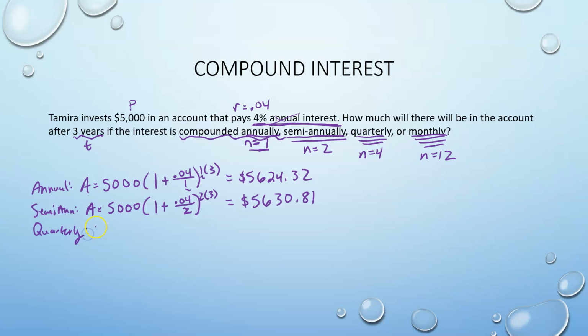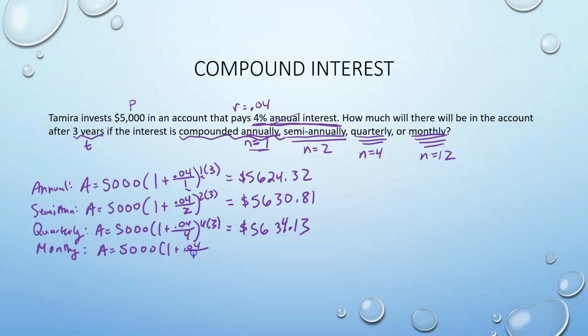Okay, so quarterly, you should have had A equals 5,000 times 1 plus 0.04 divided by 4, because it's 4 times a year, to the 4 times 3, which was $5,634.13. And finally, last but not least, monthly, you should have had A equals and typed in 5,000 times 1 plus 0.04 divided by 12 to the 12 times 3.